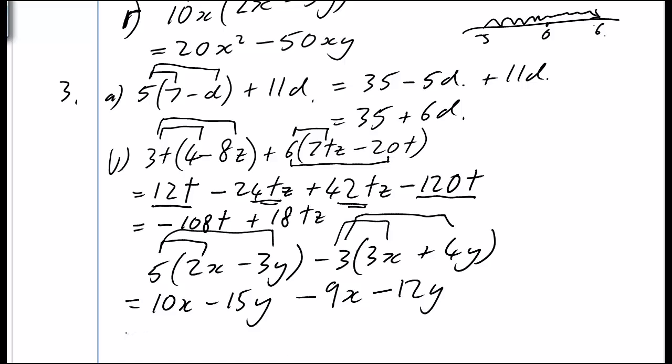Okay. Now we can add like terms. We've got 10x, take 9x is just x. You could put 1x, but we don't normally show the 1. Negative 15y, take 12y is negative 27y. There you go, there's another type of example. Okay, you should be able to now do number 4, working through the rest of the exercise. That would be great.